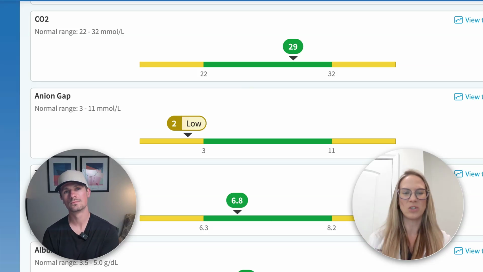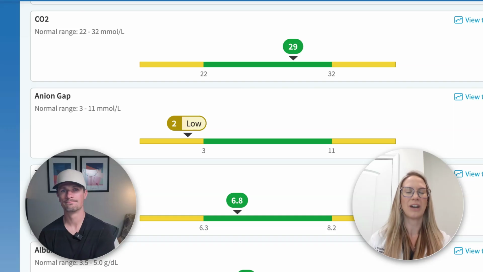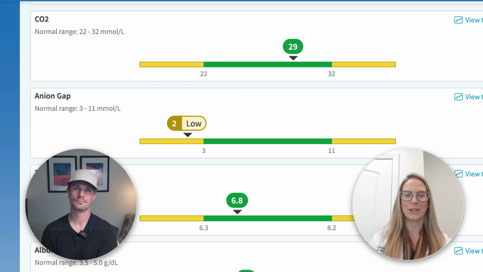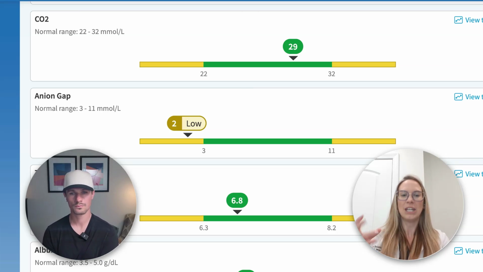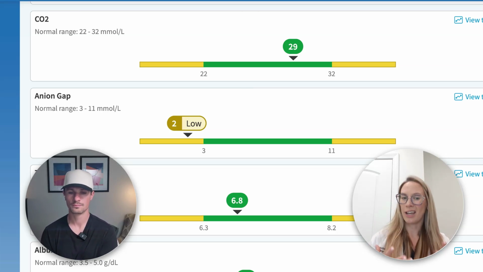Low anion gaps don't really mean a whole ton to us. They're not really dangerous. So yours is low. It's not something to worry about. But if your anion gap is high, that is a sign of the tissues in the body potentially not getting enough blood oxygen and causing a mismatch.